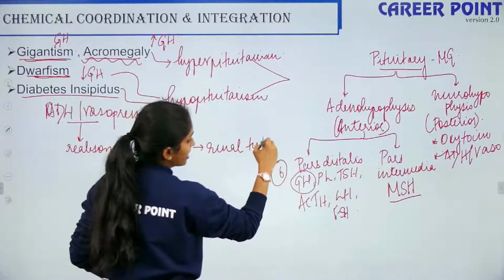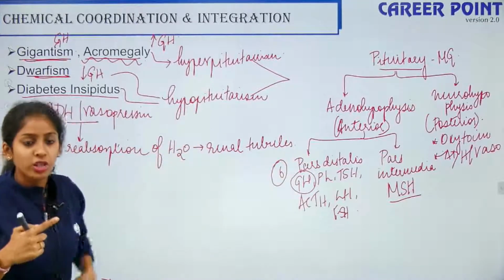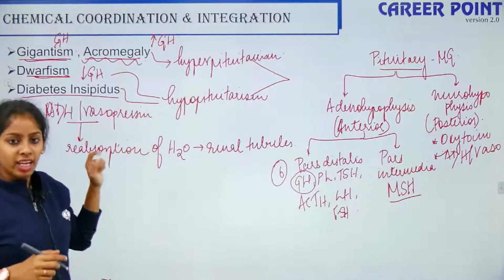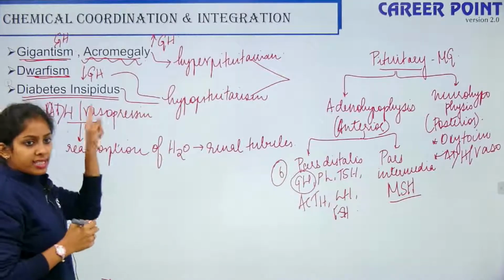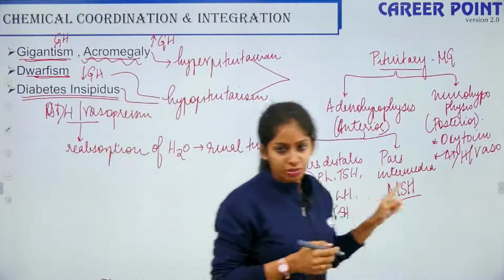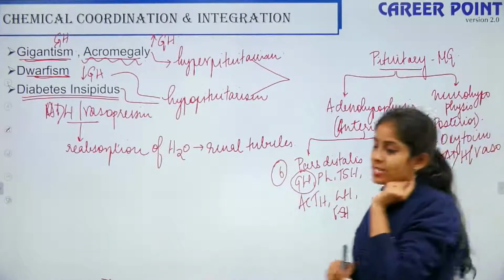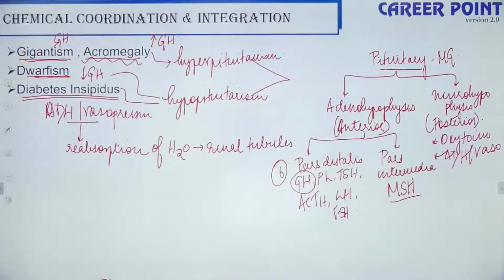So when you do not have your ADH, your urine becomes more diluted, so more water passes through. Water is not getting reabsorbed. So that leads to diabetes insipidus. It is a type of hypopituitarism. So did you understand what is hyper and hypo? Yes, so this is about the disorders of your pituitary gland. So shall I move forward? Yes?